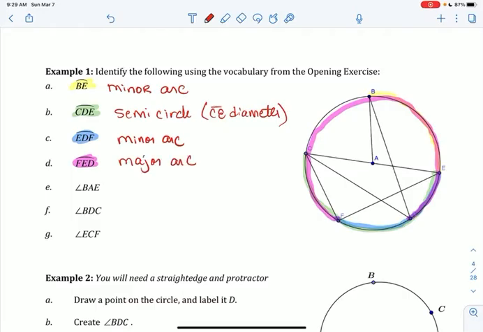All right, and then my angles are either central angles if the vertex is in the center of the circle, or an inscribed angle if the vertex is on the circle. All right, so let's look at what I have. Let's get another highlighter here. Let's do orange. So angle BAE. The vertex is in the center of the circle, so that is a central angle.